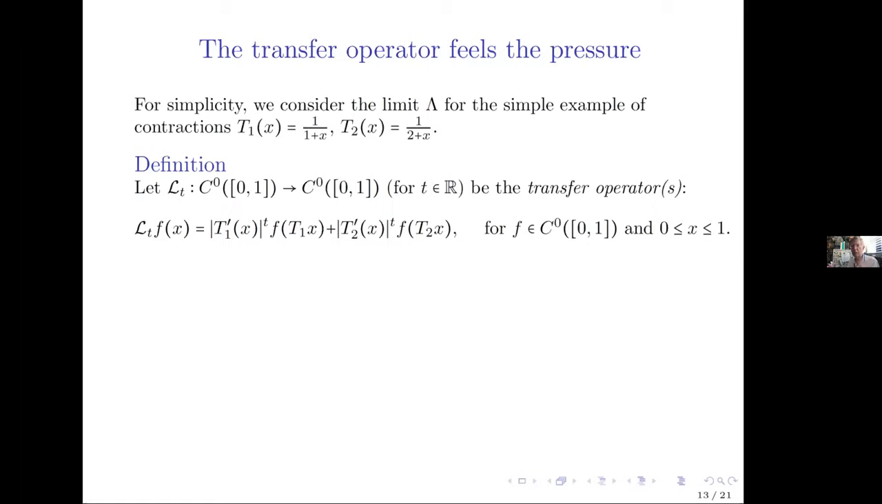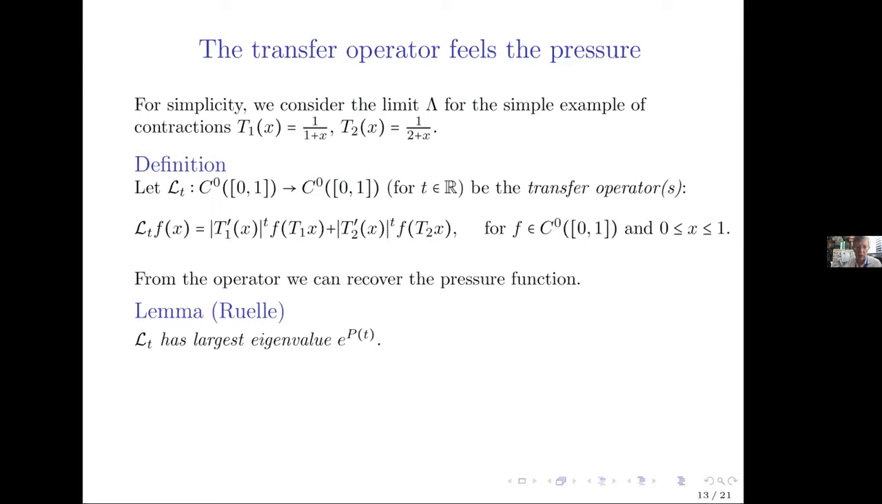You could also think of the set lambda as being a repeller, where the transformation on the repeller would be just the Gauss map restricted to that set, and this would just be the inverse branches for that. But anyway, the transfer operator makes an appearance, and then the connection between the transfer operator and the pressure is also fairly classical. So this operator acting on continuous functions, well, it's a bounded linear operator, it has a spectral radius, and the spectral radius is given by exponential pressure of t.